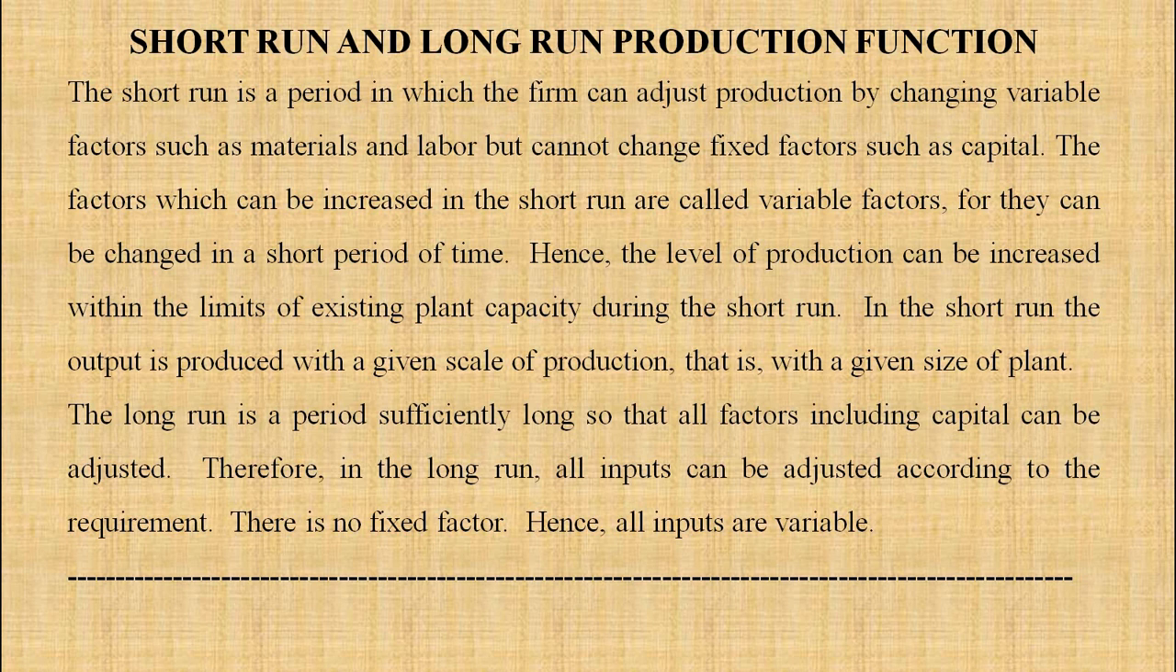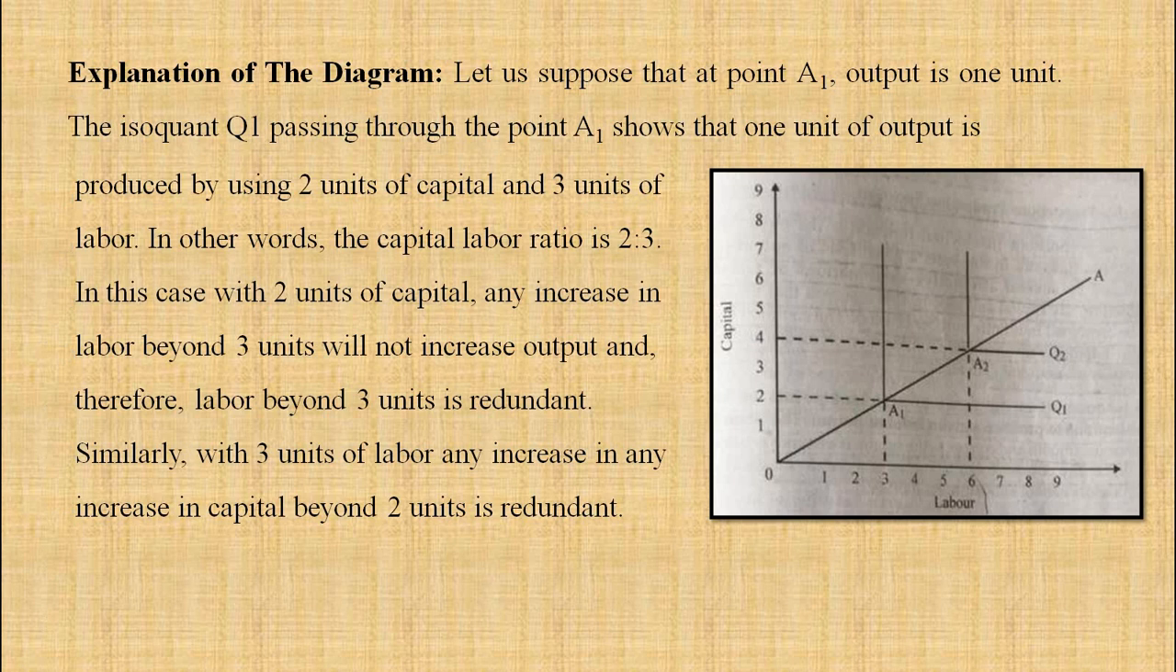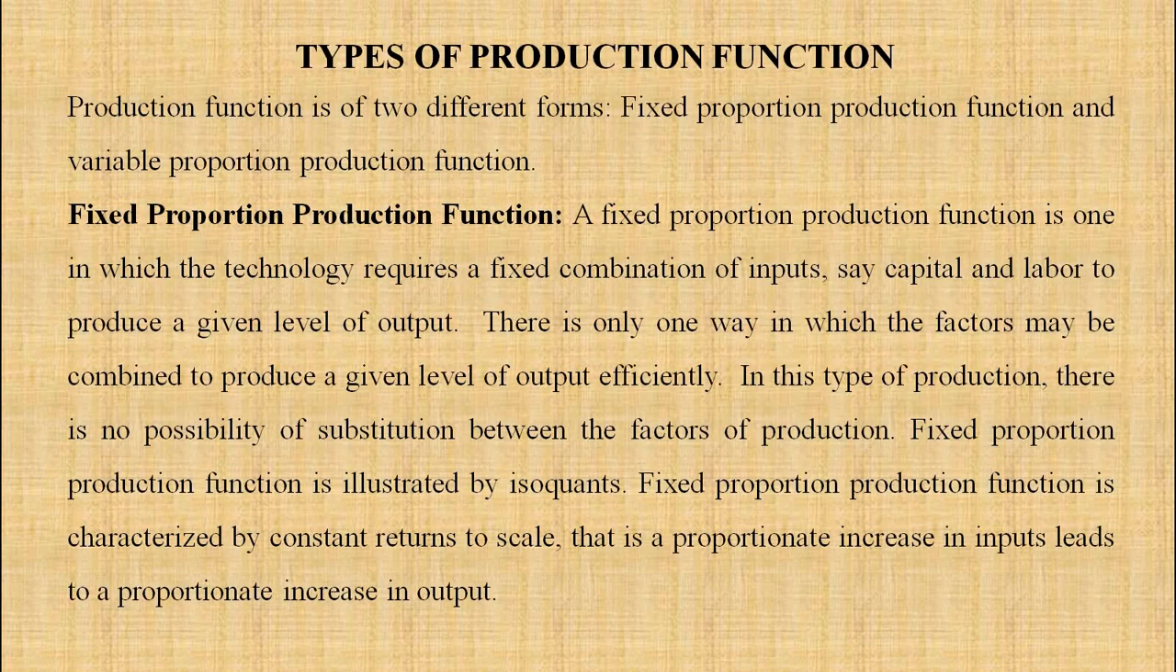Short run is a short period of time, so the fixed factor cannot be changed. And in the long run, all factors are variable. This is what you have to understand about this. Then the question about this can be, explain the types of production function. So you have to give fixed proportion production function and variable proportion production function.